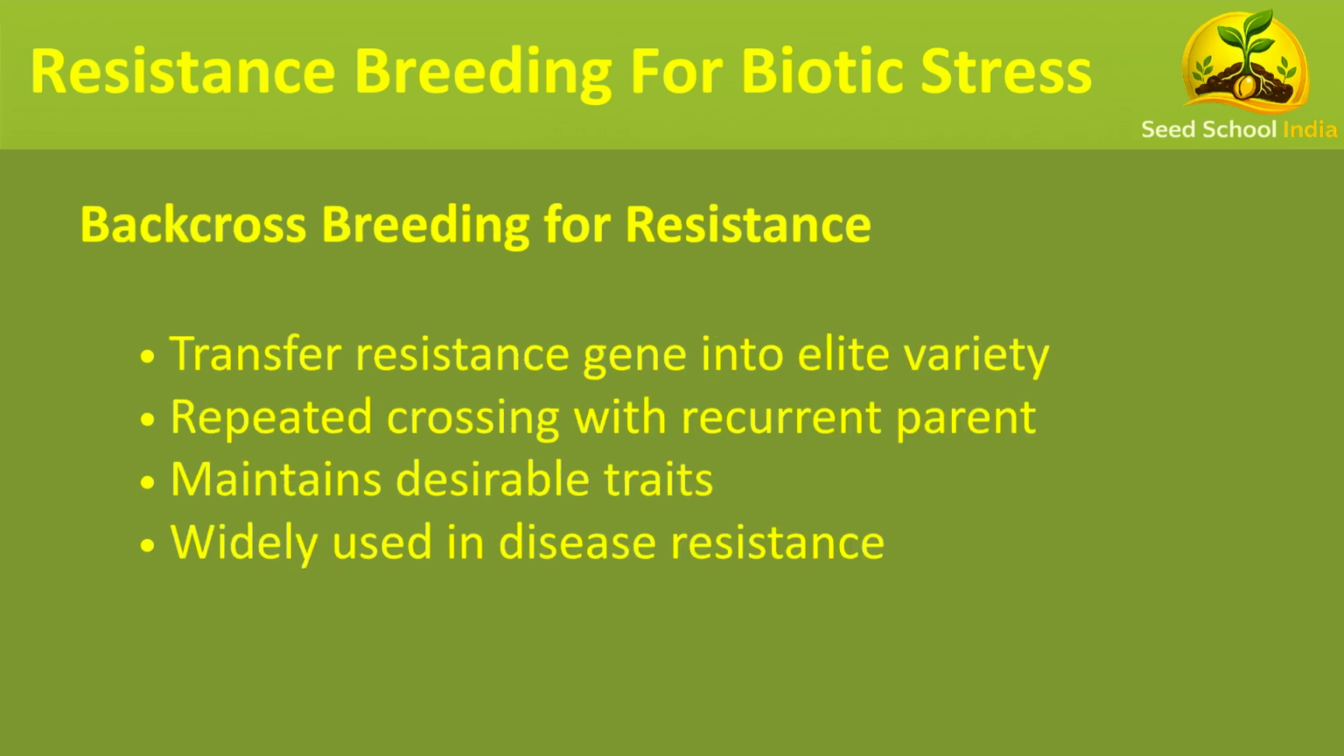Backcross breeding is one of the most widely used methods for transferring resistance genes. In this method, a resistant donor parent is crossed with a high yielding susceptible variety. The offspring are repeatedly crossed back with the elite parent while selecting for resistance. This helps retain desirable traits of the elite variety while introducing resistance.